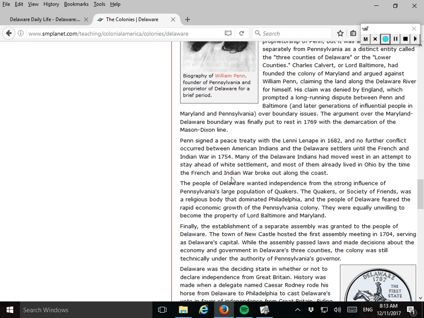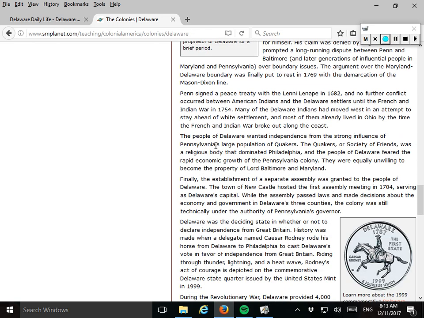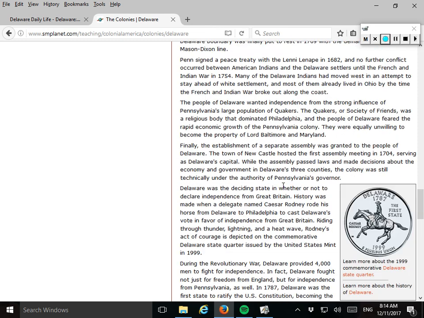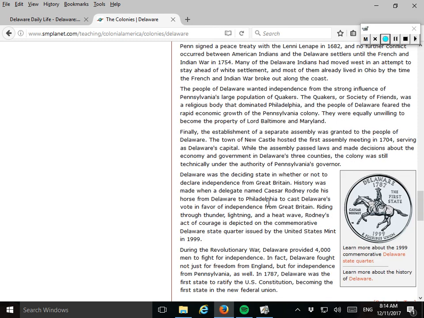And then as we look down, we see that the people of Delaware wanted independence from the strong influence of Pennsylvania's large population of Quakers. They were unwilling to become part of Lord Baltimore in Maryland. And we see then it goes straight into the Revolutionary War. So again, this does not give me a lot of details about Delaware.